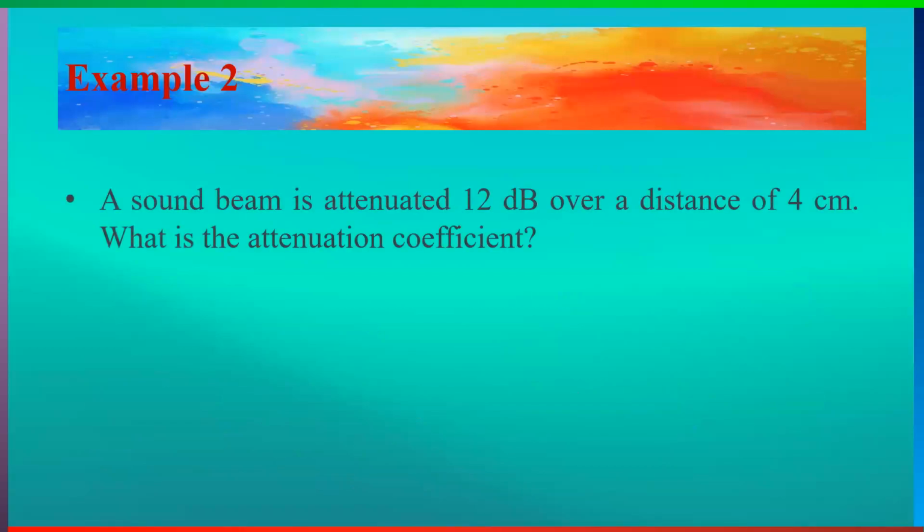There's another example. You can see a sound beam is attenuated 12 decibel over a distance of 4 centimeters. So what will be the attenuation coefficient? That's again too easy. You can use the cross multiplication equation. First of all, you make two little equations: 12 decibel attenuation occurs at a distance of 4 centimeters. Then what will be the attenuation coefficient?